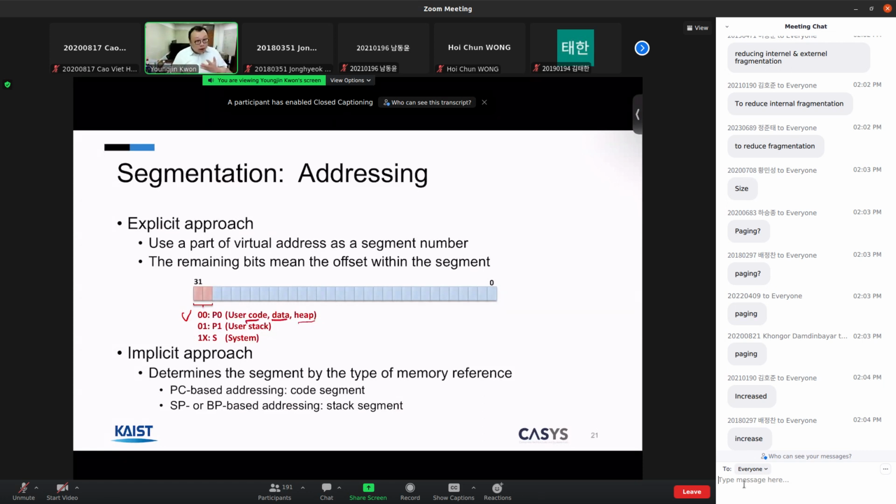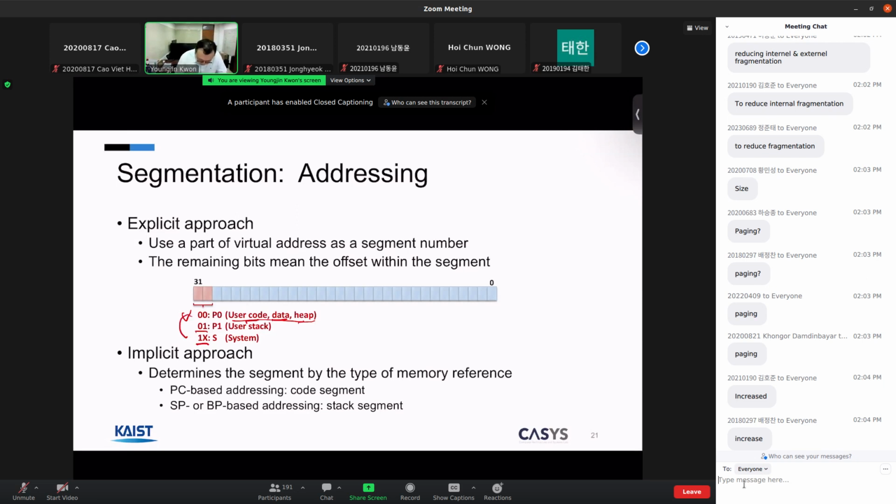Some operating systems use a different way. So only 4 segments are possible. Some operating systems use one segment for code, one segment for data, and one segment for heap, depending. But this example is this case. Okay, and it uses different segments per stack, and this is for the system.